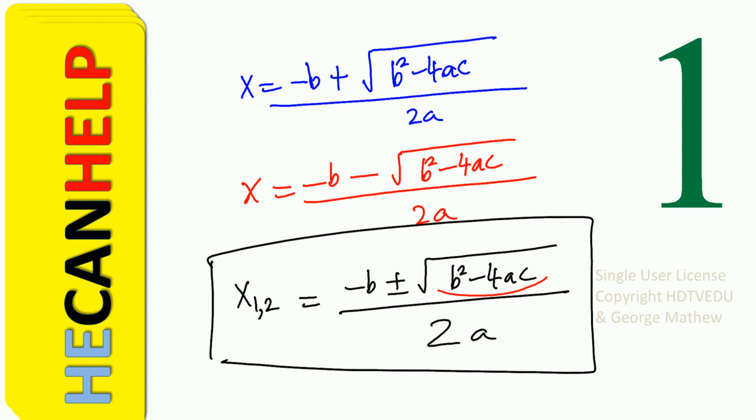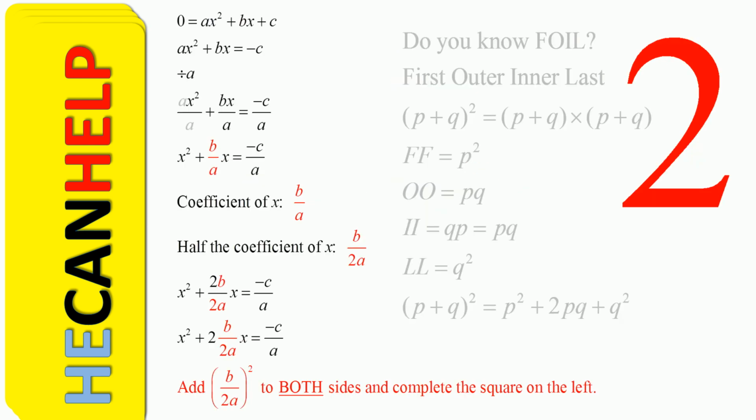So negative b plus or minus square root of b squared minus 4ac divided by 2a. The discriminant is b squared minus 4ac. If b squared minus 4ac is greater than 0, meaning positive, we have two solutions. If b squared minus 4ac is equal to 0, we have just one solution. And if b squared minus 4ac is less than 0, we have no real solutions. That's what I did here.